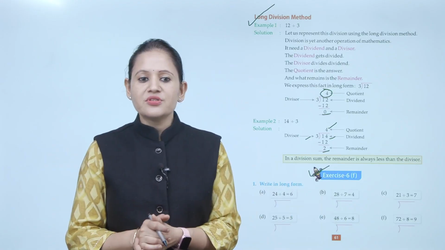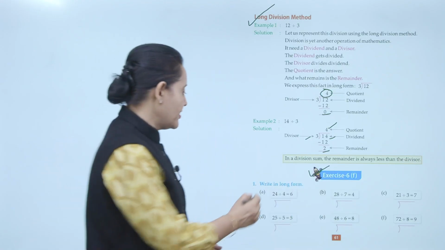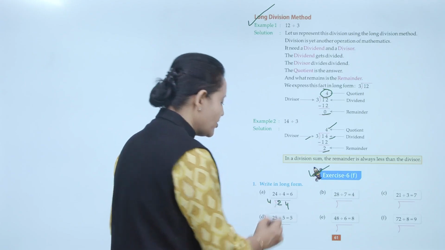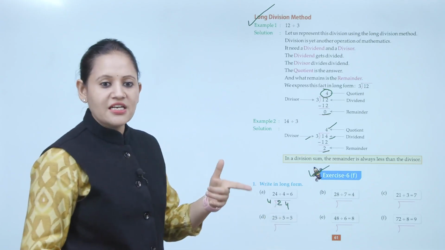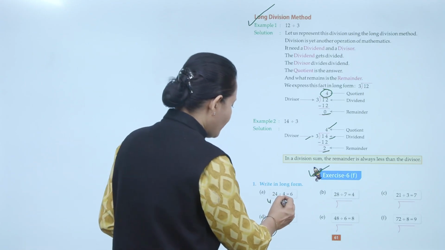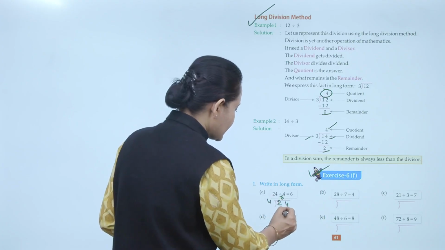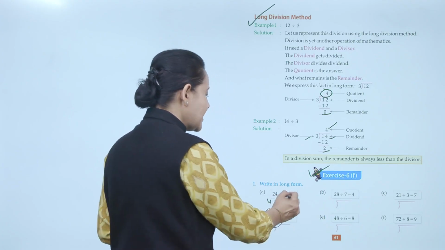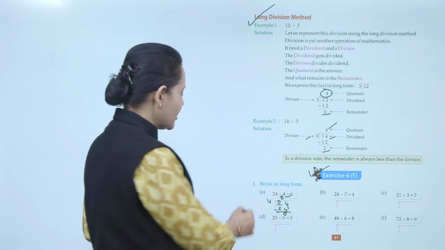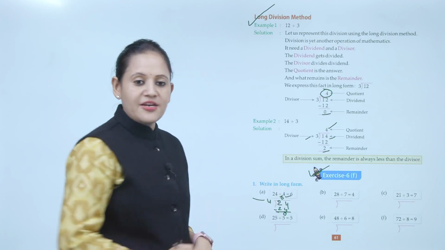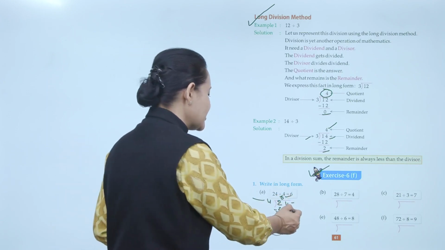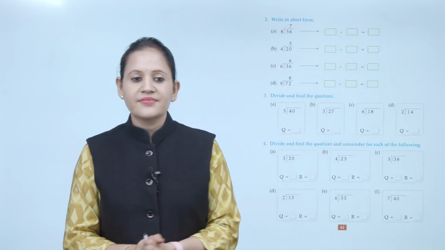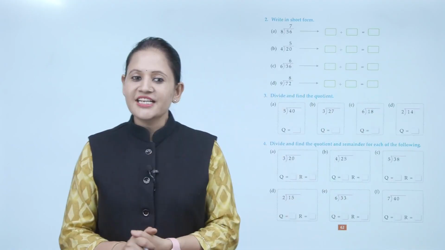Write in long form 24 divided by 4. So we have to divide 24 by 4. So we know 4 6s are 24. So we'll write 6 here. Subtract करेंगे, we'll get 0. Clear? 6 is quotient, 4 is divisor, 24 dividend and 0 is remainder. Practice all the questions of this exercise.